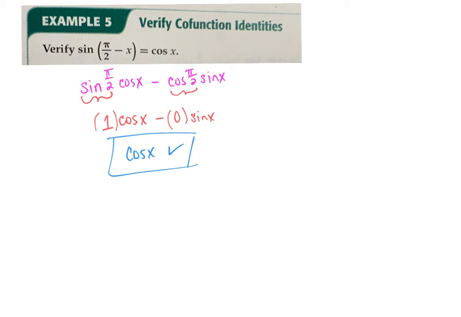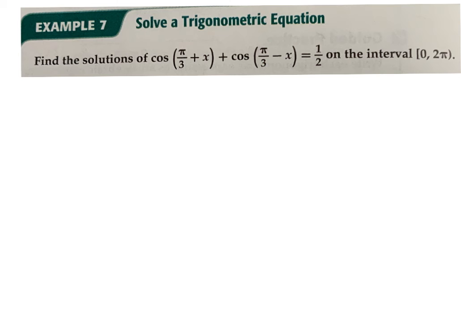All right? So let's jump to example 7, which is solving. It says find the solutions of the cosine of pi over 3 plus x plus the cosine of pi over 3 minus x equals 1/2 on the interval 0 to pi. So we're not just simplifying these, we're actually solving for an angle. And so we're going to use our sum and difference identities here to do this.